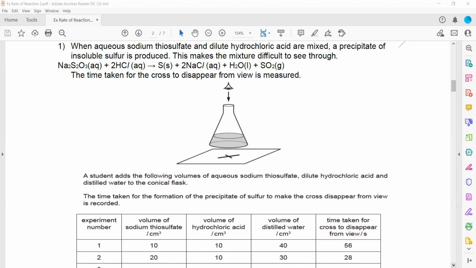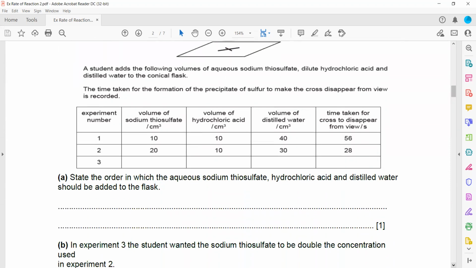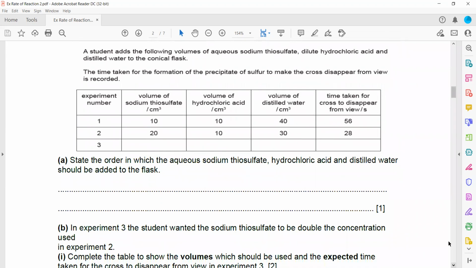In the experiment, a student adds the following volumes of a thiosulfate solution, hydrochloric acid, as well as distilled water. The time for the formation of the precipitate of sulfur to make the cross disappear is measured. In the first part, we use 10 cm cube of thiosulfate, 10 cm cube of hydrochloric acid and 40 cm cube of water, and the time it took to disappear was 56 seconds. In the second experiment, we took 20 cm cube of thiosulfate, 10 cm cube of hydrochloric acid and 30 cm cube of distilled water. It disappeared in 28 seconds.